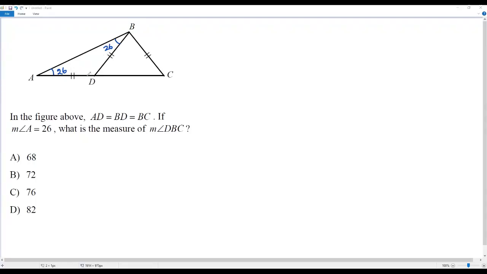Okay, now we have to find the measure of the third interior angle of the triangle ABD. Let's assume the measure of the third interior angle in the triangle ABD as x. Already we know that in any triangle, the three interior angle measures will always add up to 180. So if I add the three interior angle measures, x, 26 and 26, these three values must add up to 180. So x plus 26 plus 26 equals 180.